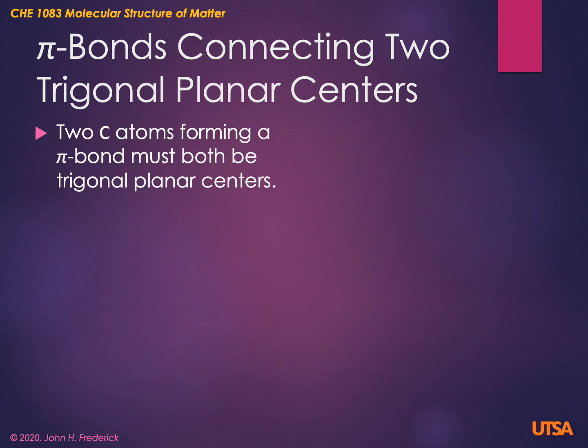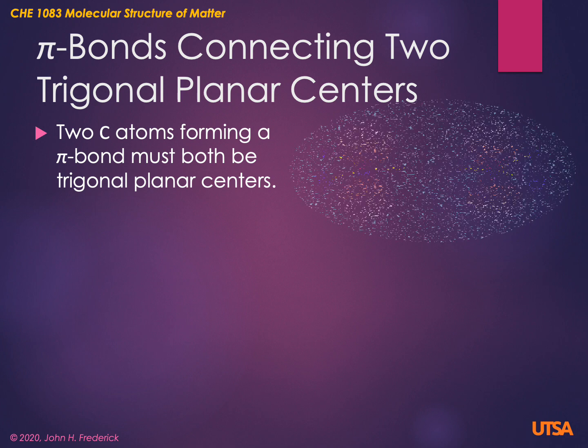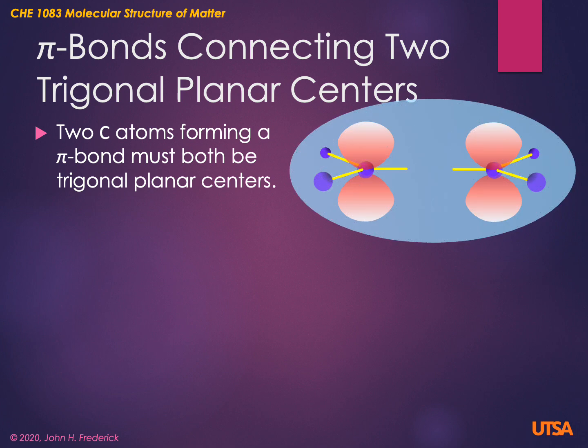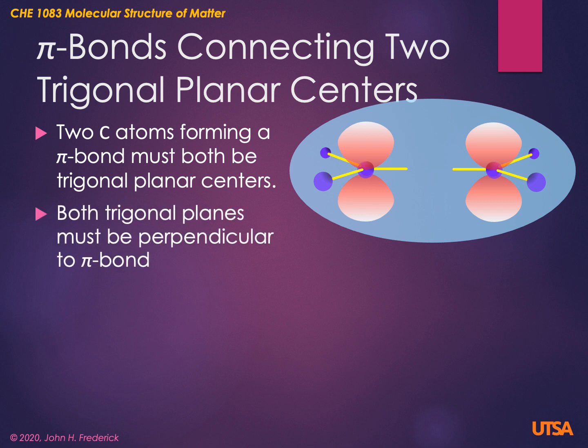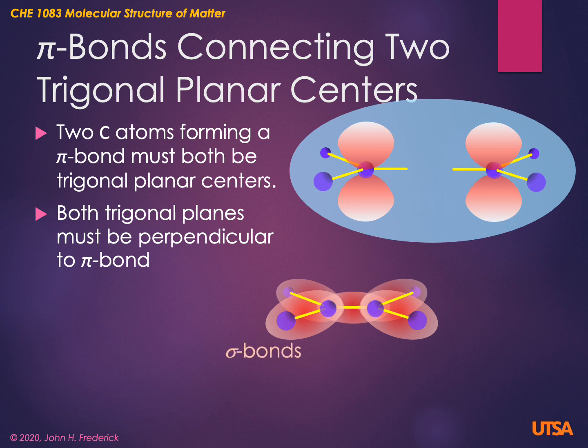If we have 2 carbon atoms forming that pi bond, they must both be trigonal planar centers. So I've drawn them like this. In both cases, the p orbital has to be perpendicular to the plane of that trigonal planar arrangement. So when they come together to form a sigma bond first and then a pi bond, they're going to form 2 trigonal planar centers that are attached to one another. And the pi bond that they form is now going to sandwich each of the trigonal planes.